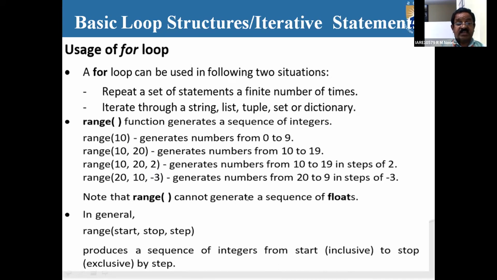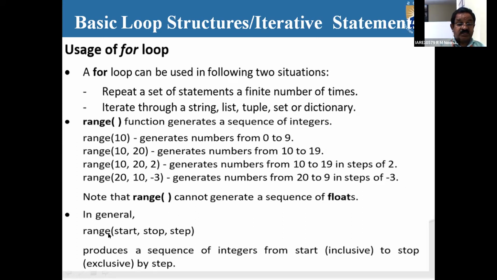Note, range cannot generate a sequence of floats. It will generate only a sequence of integers. So it is not possible with an example like 1.1, 1.2, 1.3, 1.4 and so forth up to 1.9, then 2, 2.1, 2.3, not like that. It will make use of only integers: 1, 2, 3, 4, 5, 6.